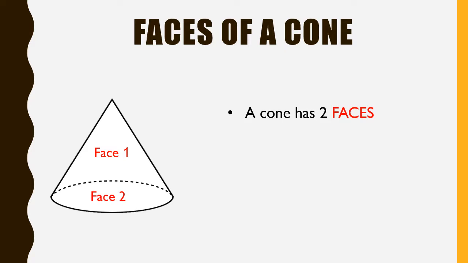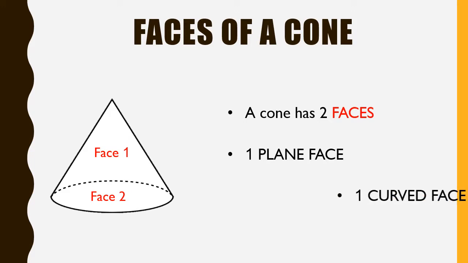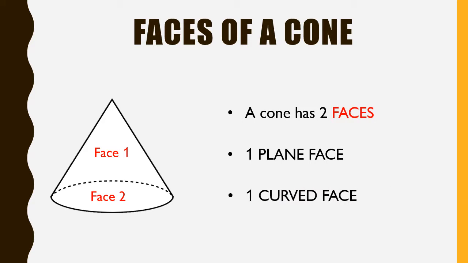If you see the face 2, this face is called the plane face of a cone. Why is it called a plane face? Because you can see it's a flat surface. It's a flat face. And the other face, which is face 1, is curved. It is circular. So it is a curved face of the cone. So we can say that a cone has 2 faces. One face which is at the bottom is a plane face. It's a flat face. And the other face is a curved face.